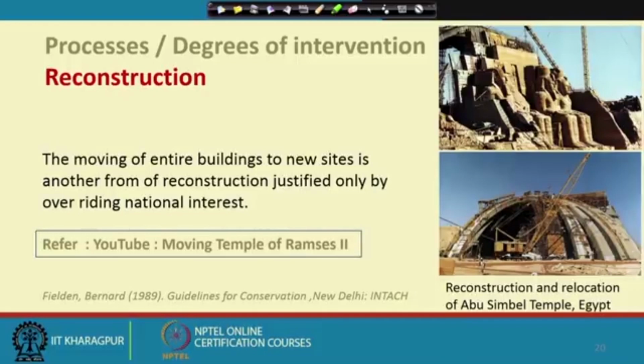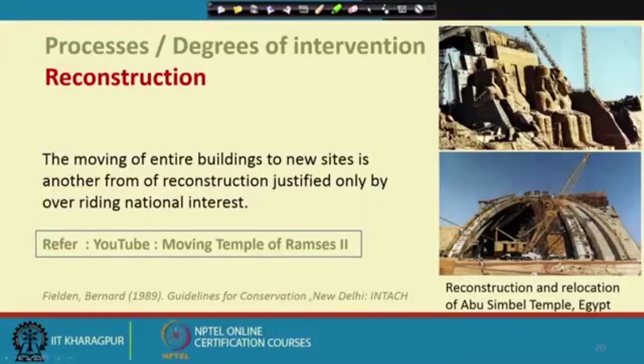Because of that the temple was threatened, and then there was a decision, and people from many nations came and extended help and cooperation to shift the entire temple to higher land. It was not only the temple of Ramesses, there were many other structures, and it is a very interesting, challenging case how it has been done. You can see that they are rebuilding the structure and shifting it.